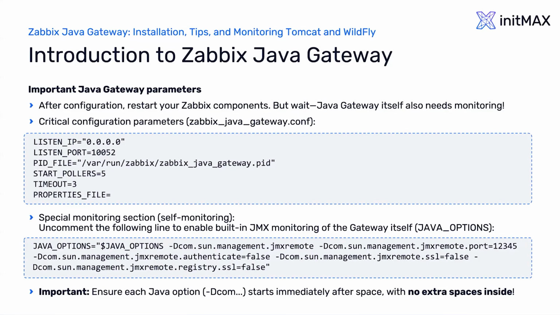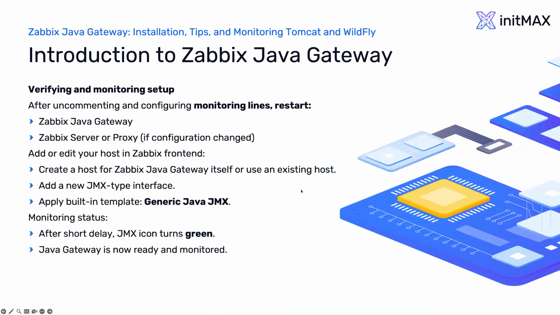So be careful to just uncomment and not delete some extra character, or add some extra space. What these parameters are doing is basically allowing our Zabbix server to monitor our Java application. So here we have Java options, JMX remote. The remote port is 12345. Authentication false, so no authentication, no SSL, and JMX remote registry SSL also false. So plain text for the monitoring.